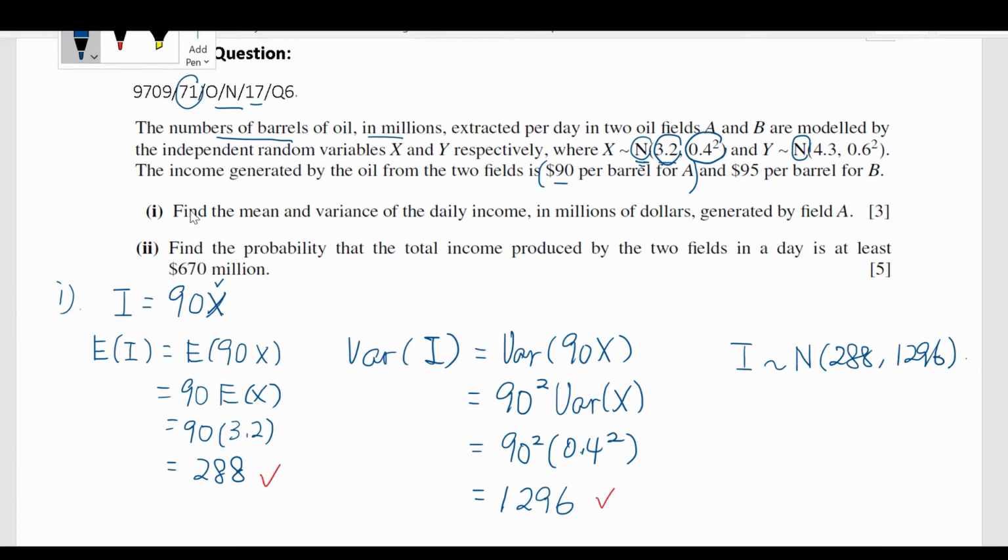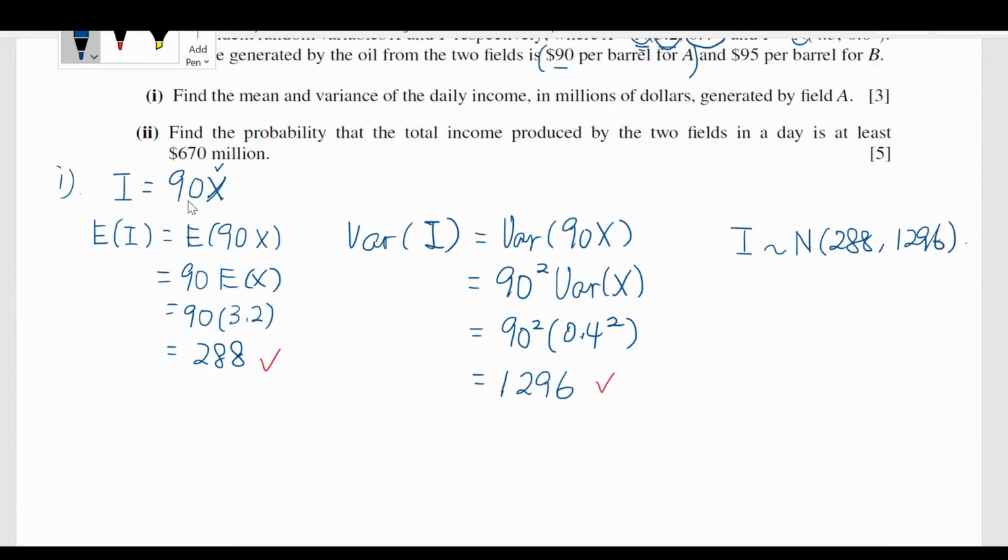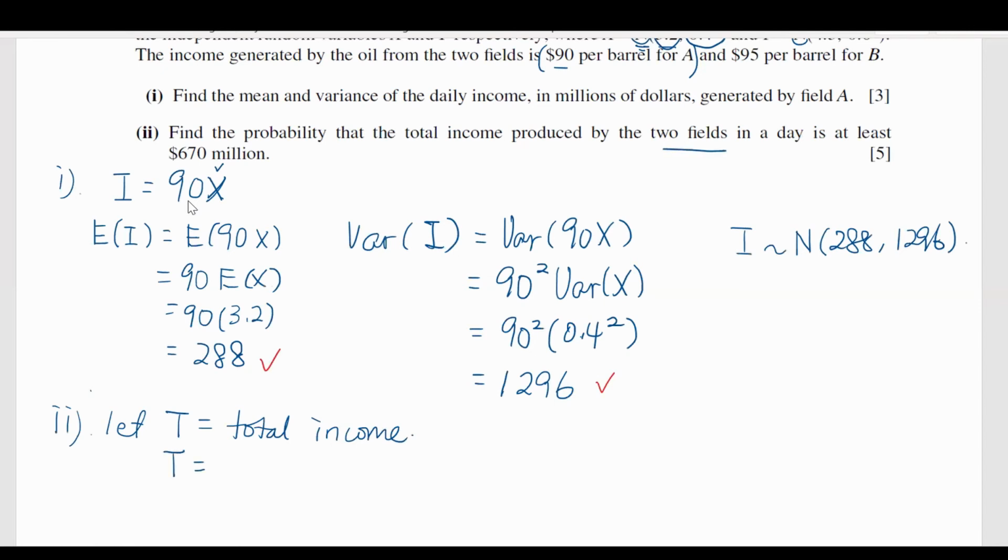Okay, now we are looking at part 2. Find the probability that the total income produced by the two fields in a day is at least $670 million. So what do we want? Let T stand for the total income generated by these two fields. From field A, X is the number of barrels in millions, and 90 is the profit or income per barrel. So that is from field A.